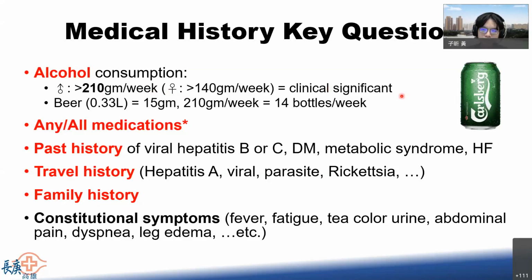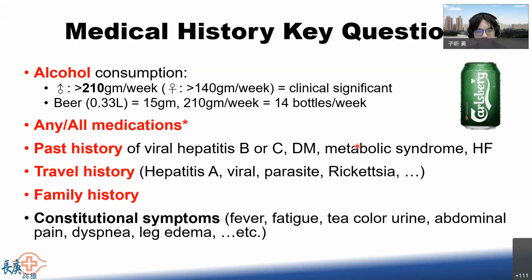So if you take this, for example, this can of beer actually contains about 15 grams. So clinical significant alcohol consumption, 210 grams means 14 bottles per week for a man. And for a female, it's about 10 bottles a week. If you exceed that limit, then that's clinical significant alcohol consumption and may contribute to the patient's liver damage.